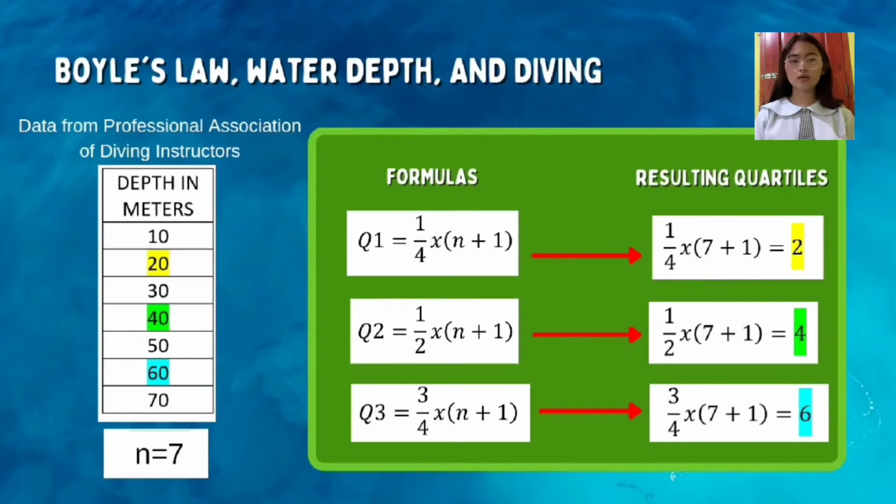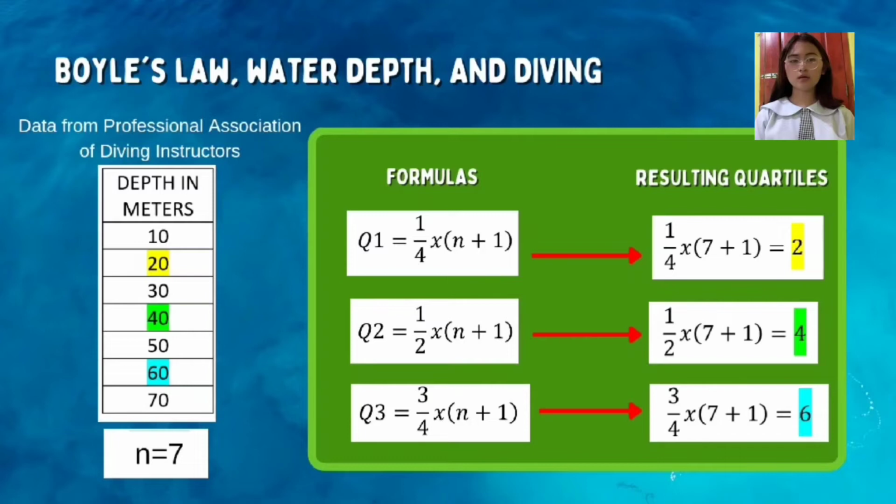For quartile number 1, we are going to multiply 1 over 4 to the total number of data plus 1. Since the number of our data is 7, we are going to substitute 7 to n. The result for quartile number 1 is 2, which means data number 2 is our first quartile with a value of 20 meters. This process is the same for the other quartiles, varying only in the formula used.